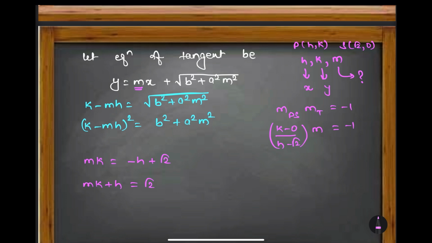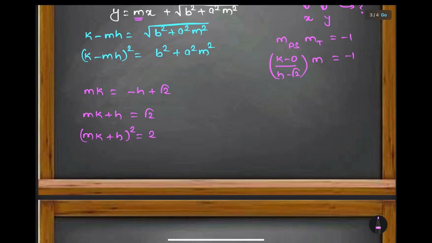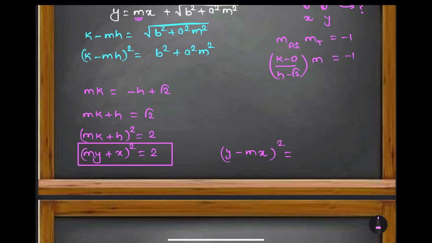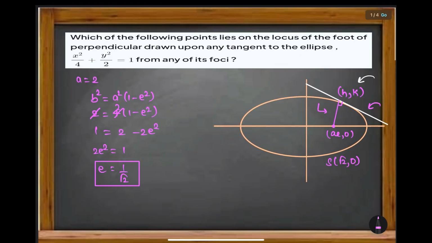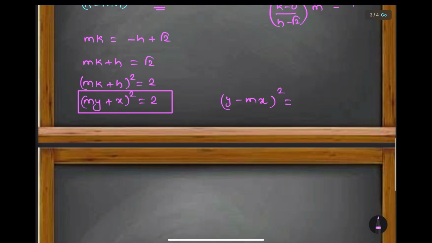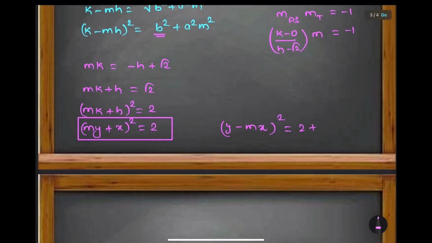If I do the squaring both sides, we will have (mk plus h) whole square is equal to 2. Now we got one equation. Now let's replace h and k. So can I write (my plus x) whole square equals 2? So we got the first equation. Now let's update the other one as well. So can I write y minus mx whole square is equal to b square. So who is b square? b square is 2. So it is 2 plus a square, and a square is 4m square. So we got another equation.